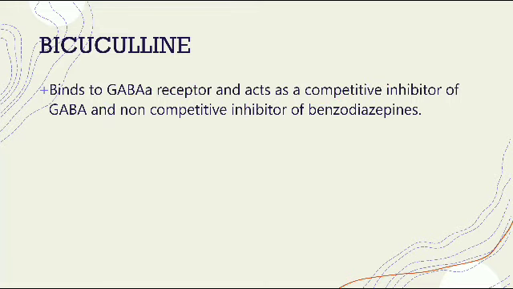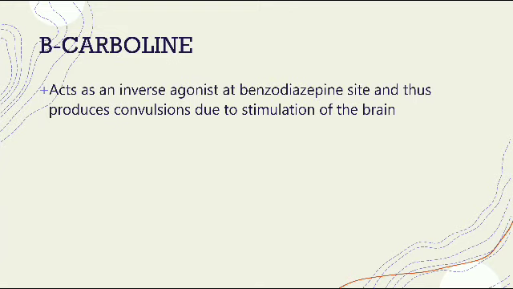Now let us move on to another drug. What does this beta-carboline do? Beta-carboline acts as an inverse agonist at benzodiazepine site. So beta-carboline is acting at benzodiazepine site and it acts as an inverse agonist. So what does this lead to? This leads to stimulation of the brain, which ultimately leads to the production of convulsions. So beta-carboline acts as a benzodiazepine site inverse agonist, leads to stimulation of the brain, resulting in convulsions.